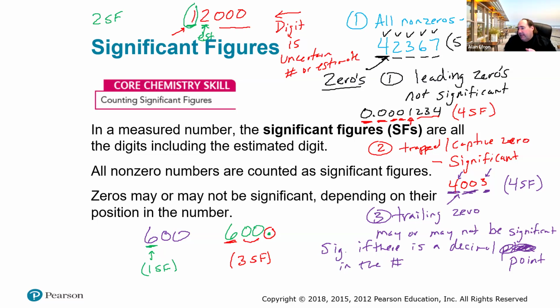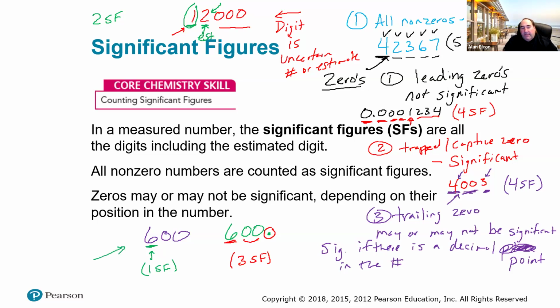So I think I might have said it last time, but in case I didn't, the uncertain number or the estimated number is not always the last number that's written in the number. A lot of times it is, but it may not always be. The estimated digit or the uncertain digit should always be, though, the last significant figure that is written. So in the case of the way I wrote it like this, that is the last significant figure that's written, and that is where my estimated digit is.